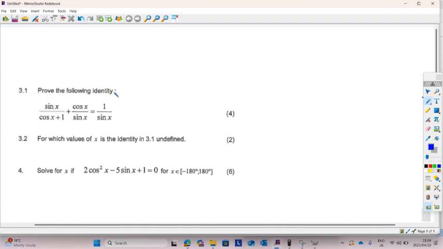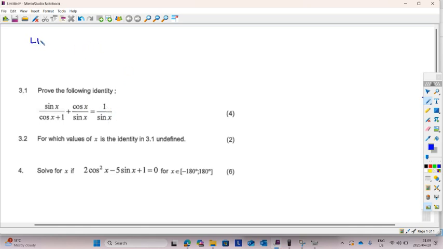3.1, prove the following identity, and it's 4 marks. Remember, when you are proving, you need to simplify the left hand side, or you simplify the right hand side separately, and then you simplify until the left hand side is identical to the right hand side. In this case, there is nothing to simplify on the right hand side, so let's start with the left hand side.